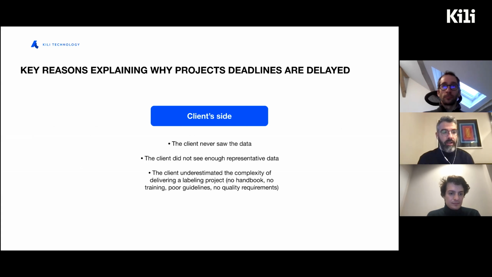This slide is the points that we have been able to list in our many projects that can lead to delays on the customer part. So what we have listed is, as Mathieu said previously, the client has never seen the data or poorly seen the data, it might be an issue. The client has not seen enough representative data, it might also be an issue. And we have dealt with a lot of projects like that. And the client just underestimates the complexity of carrying out labeling projects. So yeah, these 3 points must be covered during the scoping phase of the project.